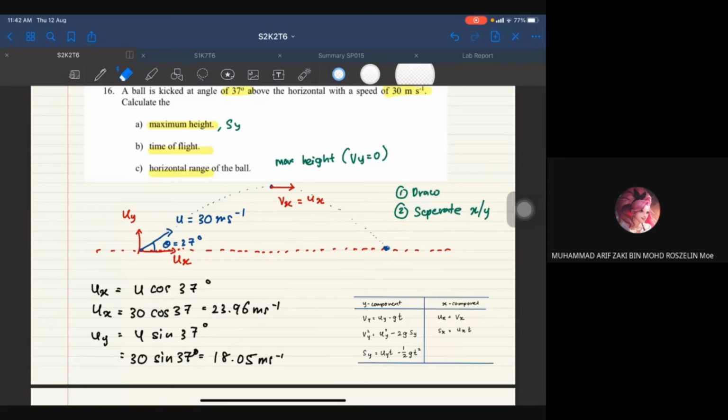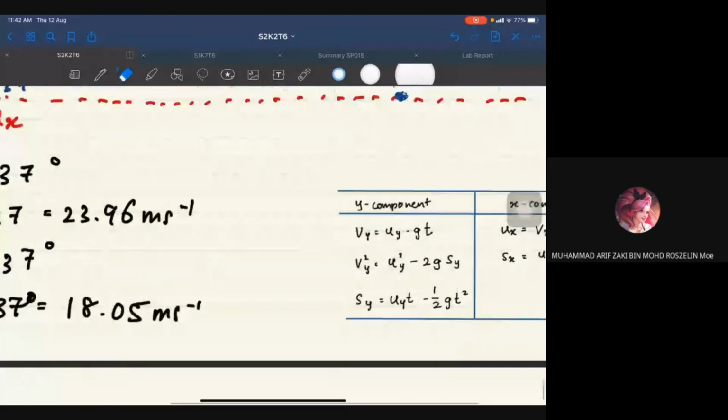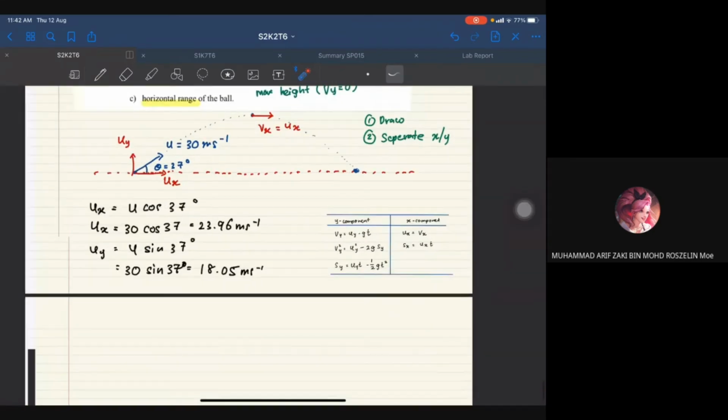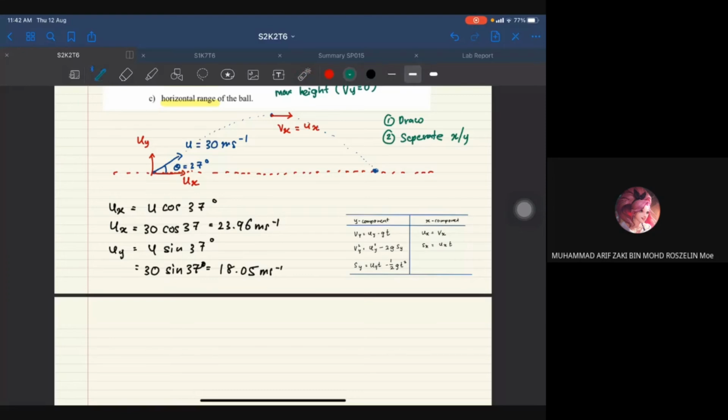Okay, 18.05 and 23.96. Okay. Now, you want to find your SY. Okay, kalau kita tengok dekat equation ni, equation mana kita nak pakai? Boleh tak kita pakai straight terus kat sini? Kita cuba tengok dulu lah. Boleh ke tak pakai straight. So, basically the last one would be choosing the equation.